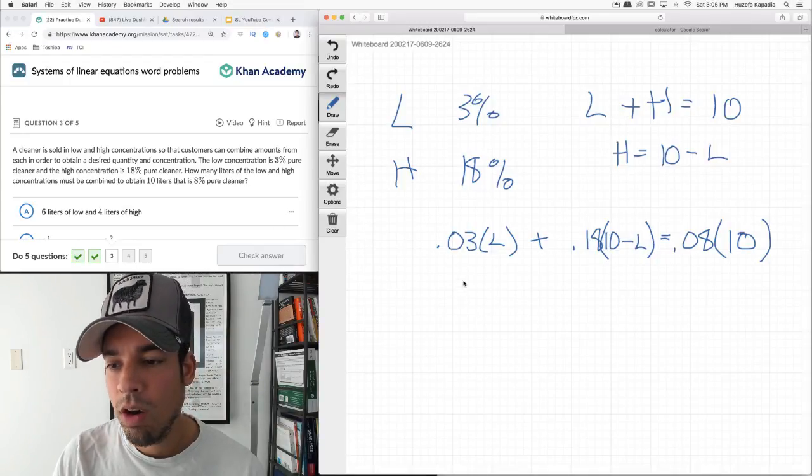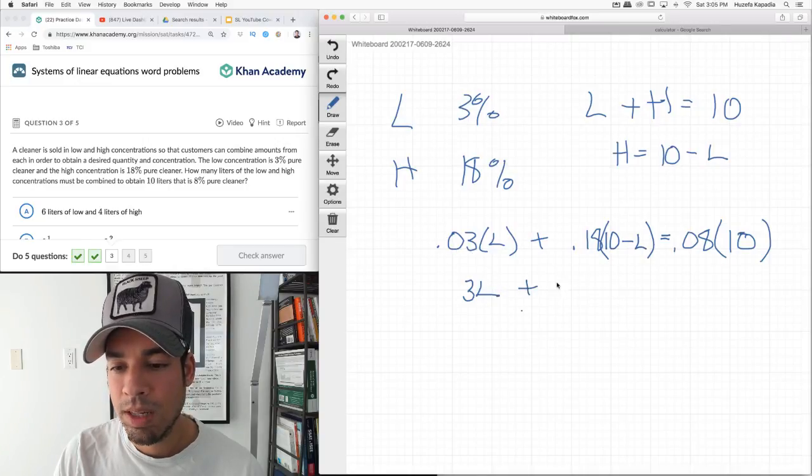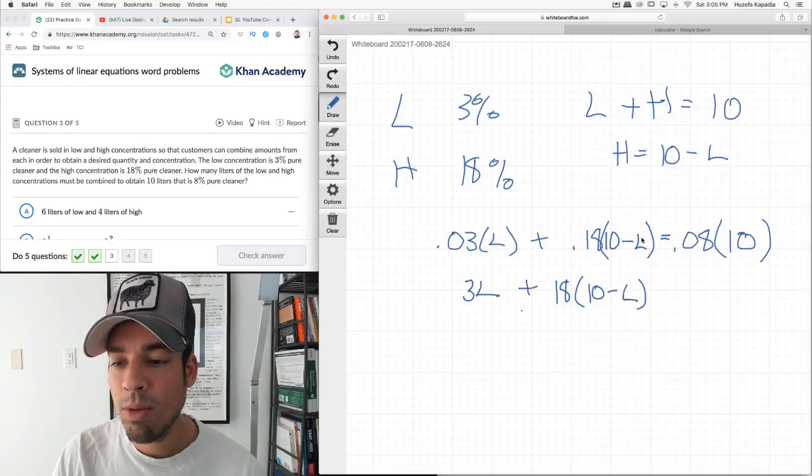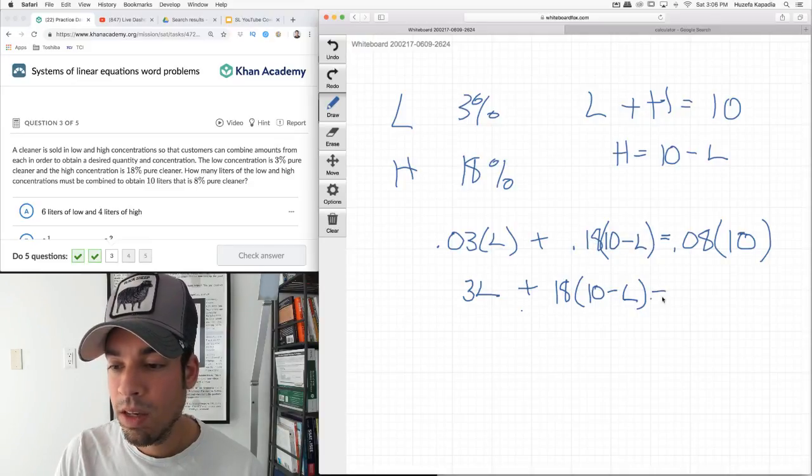Let's make life easy and multiply everything by 100. So this becomes 3L, right? 100 times 0.03 is 3. That becomes 18 times 10 minus L. Sometimes people ask, don't we need to multiply the inside of this as well? No. We're multiplying this entire quantity. You could put the 100 in here and multiply each of those, or, which is easier, multiply the outside multiplier. It equals 8 times 10.